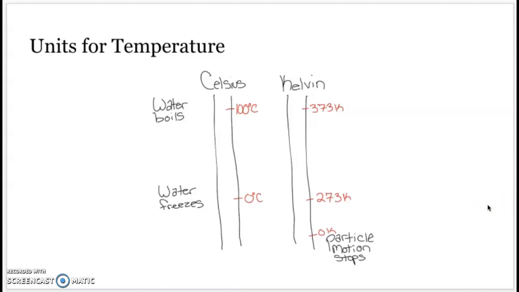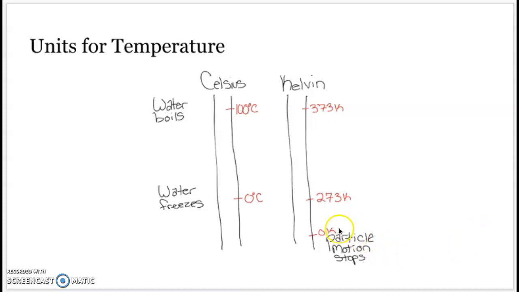Kelvin is not based on the freezing and boiling of water, but on the motion of particles, like I said. The slowest particle you can get is one that is not moving at all, which is not very often. That is 0 Kelvin. This is when particle motion stops. This is equivalent to negative 273 degrees Celsius. You can't have a particle slower than when it is stopped, so there are no negative Kelvin temperatures.